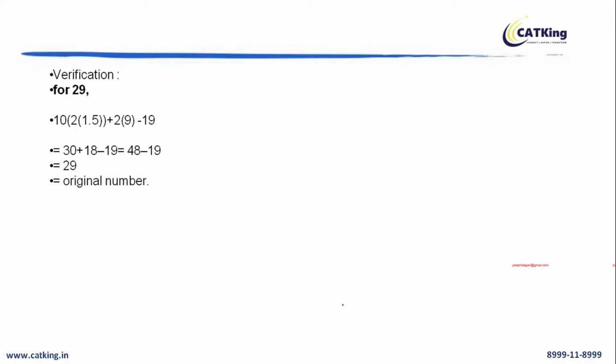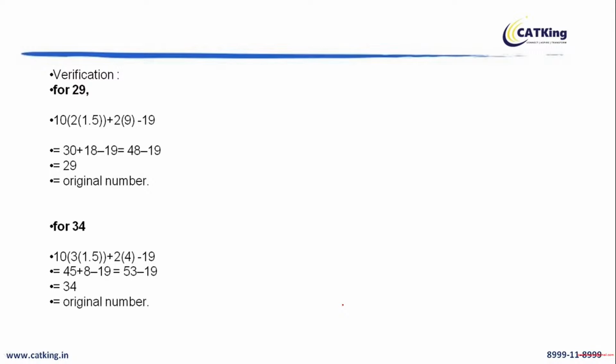Okay, now let's verify 34. So 10 into 1.5x, x is 3, so 10 into 3 into 1.5 is 4.5 into 10, which is 45. 2 into y, y is 4, so 2 into 4 is 8, so 45 plus 8. If we subtract 19 from 45 plus 8, we should get 34. 53 minus 19 is going to give you 34, which was the original number. This verification is not compulsory; if you got the answer it is not compulsory. I am verifying it so that you guys clearly understand that both are answers. Okay.